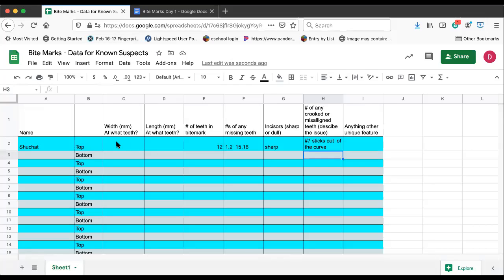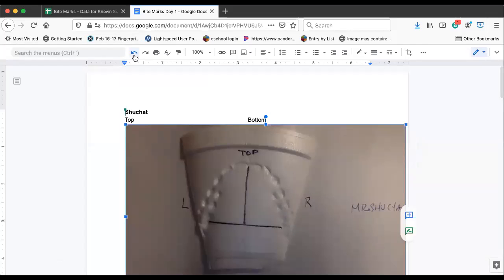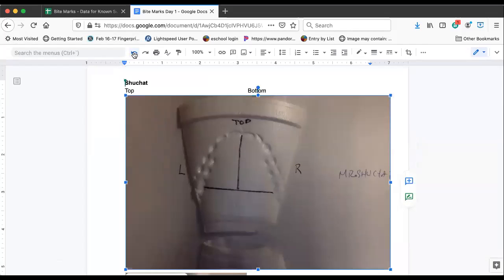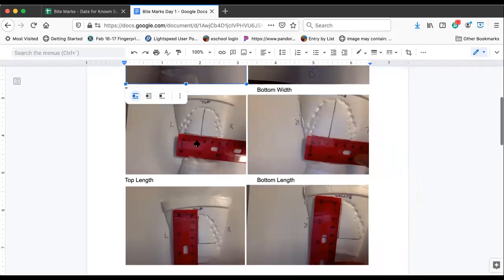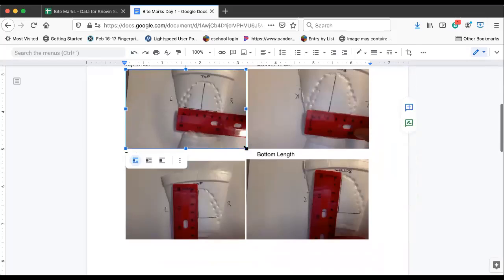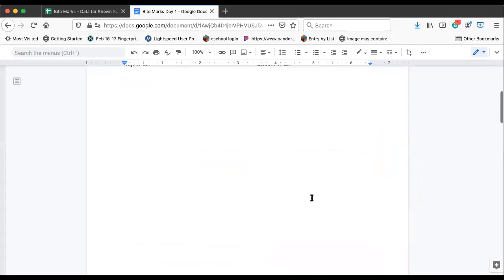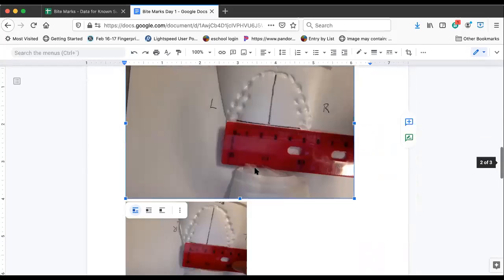Let's go back to the first two columns, which we skipped, the width and the length of the teeth. Let's go to top width. Here's the picture for the top width. I have put a ruler into our picture. Uh-oh, where'd the picture go? Trying to make it big and it lost it. Oh, there it is.